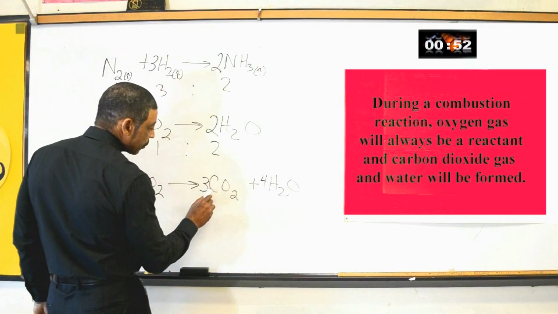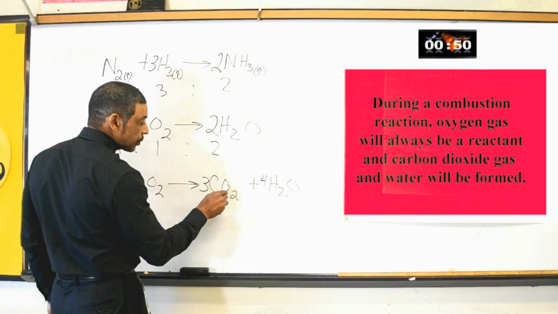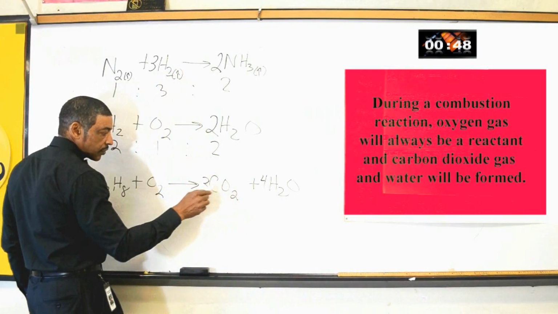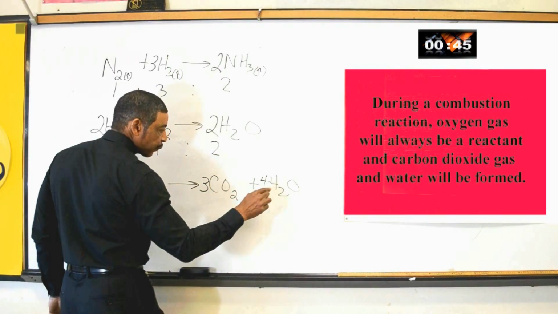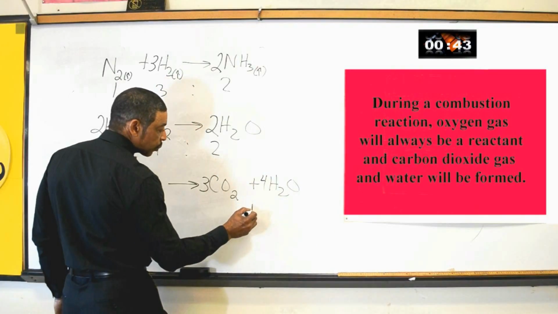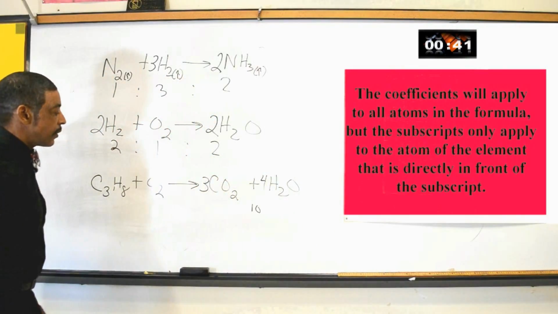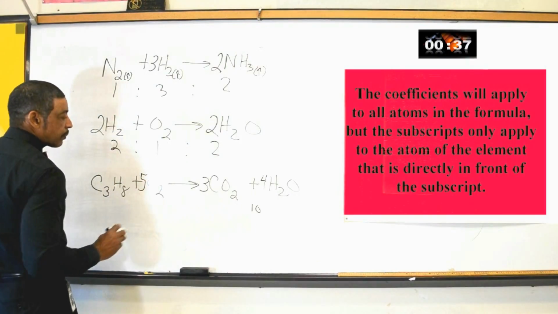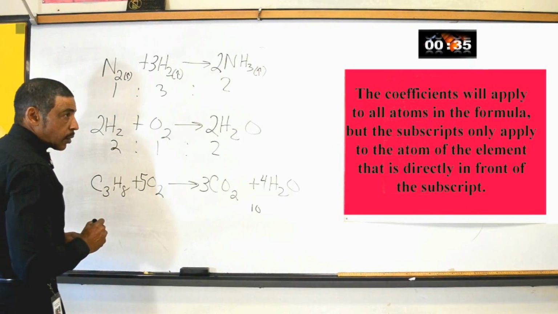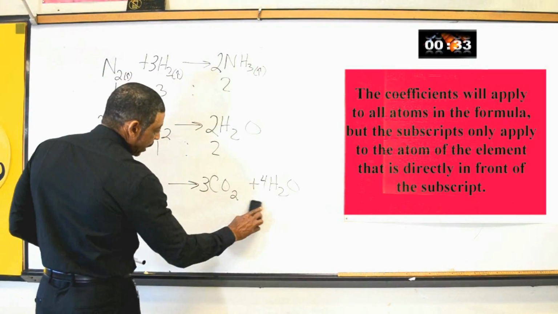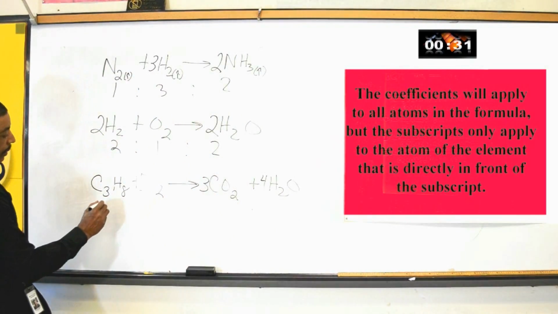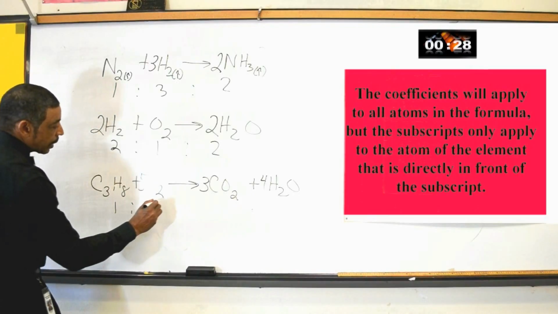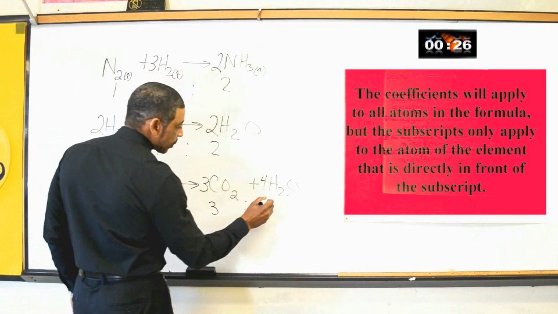We have 3 times 2 oxygens is 6, and 4 times 1 oxygen is 4. 6 plus 4 is equal to 10. So we have 10 oxygens on the right side. In order to balance the oxygen, simply place a 5 in front of O2, and the equation is balanced. And the molar ratio will be 1 to 5 to 3 to 4.